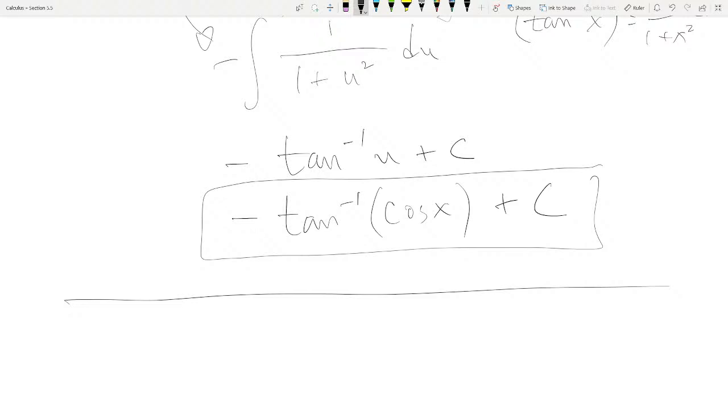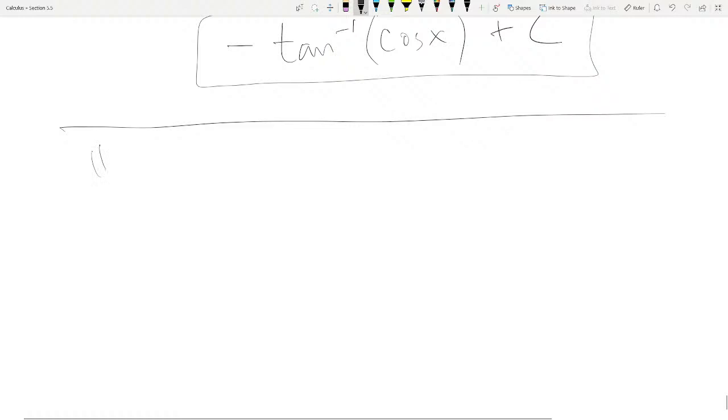Oh boy, here we go. Number 41. We've got the integral of cotangent x.